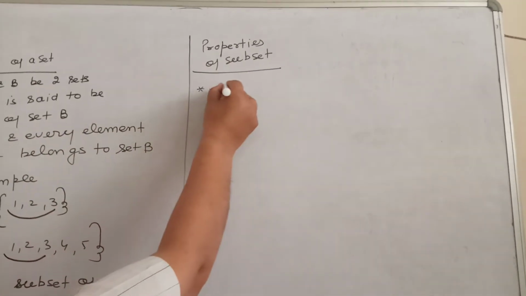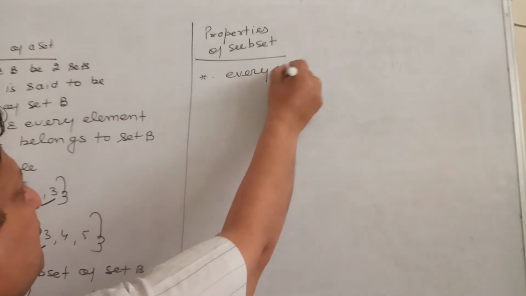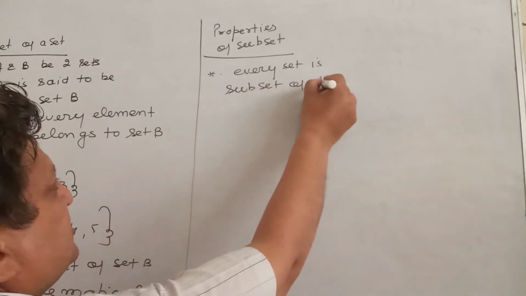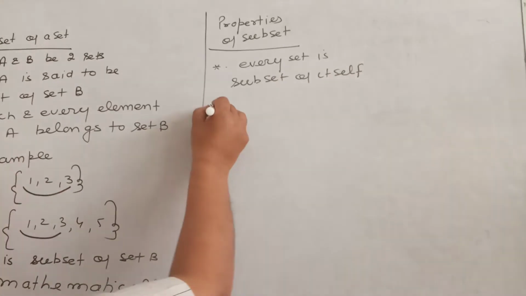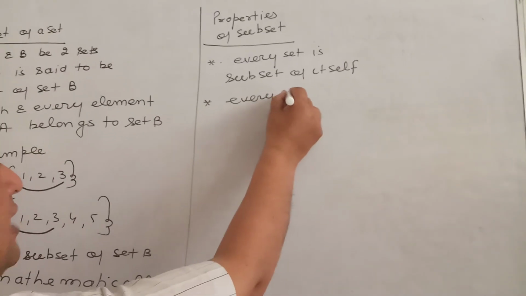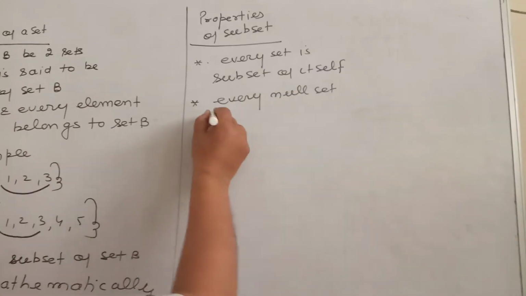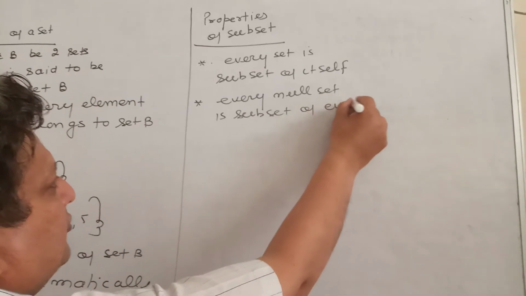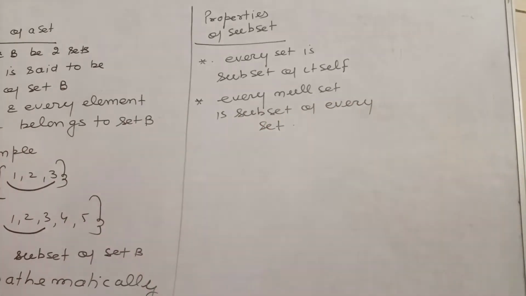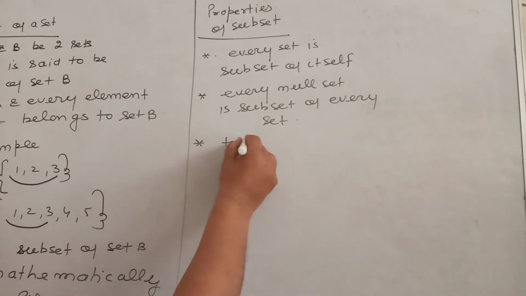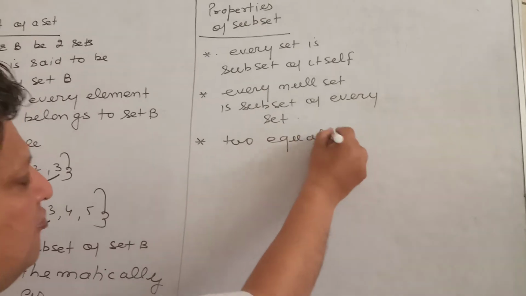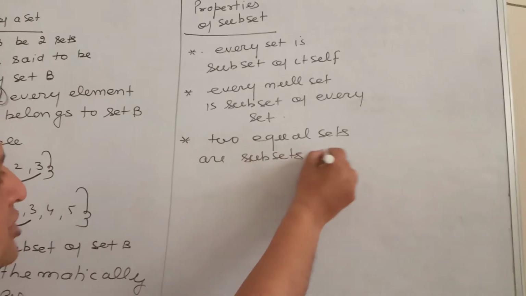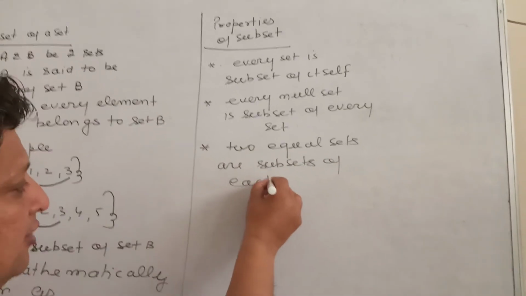Number 1: every set is a subset of itself. Every null set is a subset of every set. Two equal sets are subsets of each other.